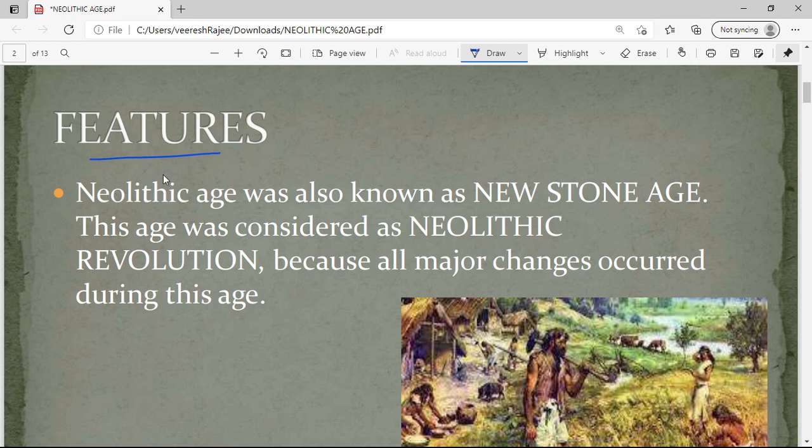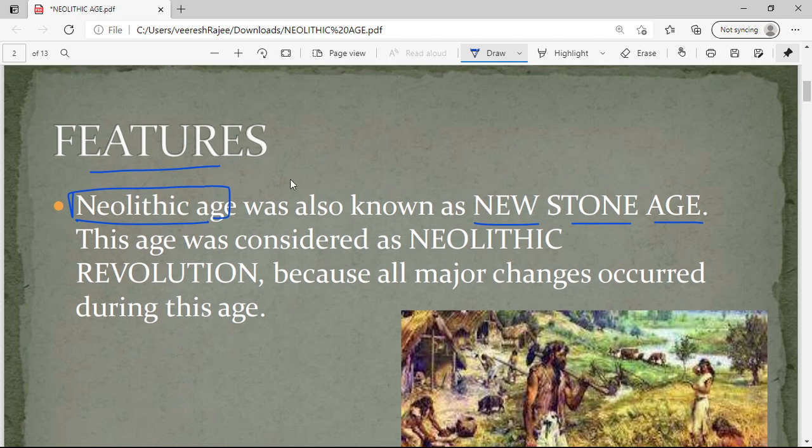The first important feature of Neolithic age is that it is also known as New Stone Age. Why is it known as New Stone Age? See, Neo means new, Lithic means stone, age means age. New Stone Age. Neolithic age is known as New Stone Age.